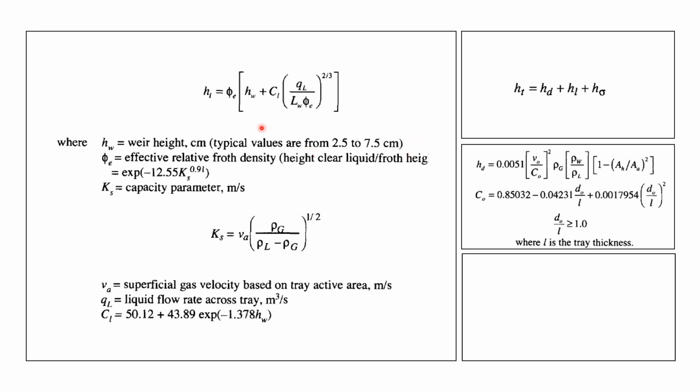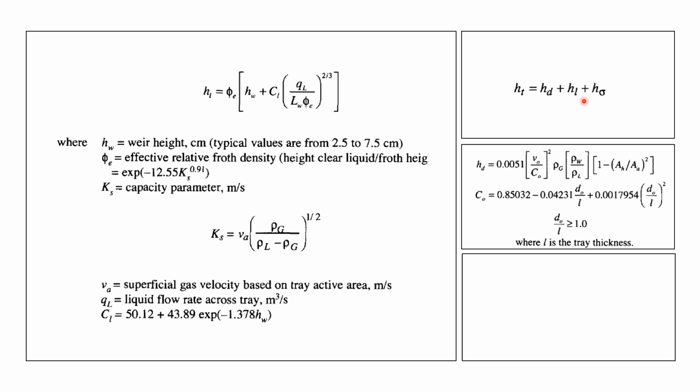The higher the value of the weir height, the better the efficiency of mass transfer. However, at the same time, the higher the value of the weir height, the more the pressure drop and the more weight on top of the tray, which might cause weeping. Remember, we want to have zero weeping.